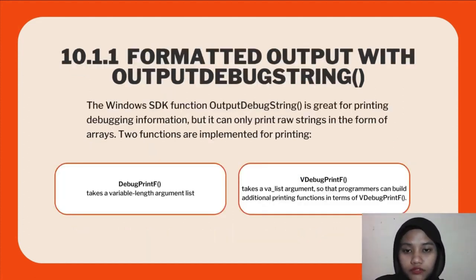Here are the two functions for the output debug string. The first one is debug printf, which takes a variable length argument list, and the next one is vdebug printf, which takes a va_list argument so that programmers can build additional printing functions in terms of vdebug printf.